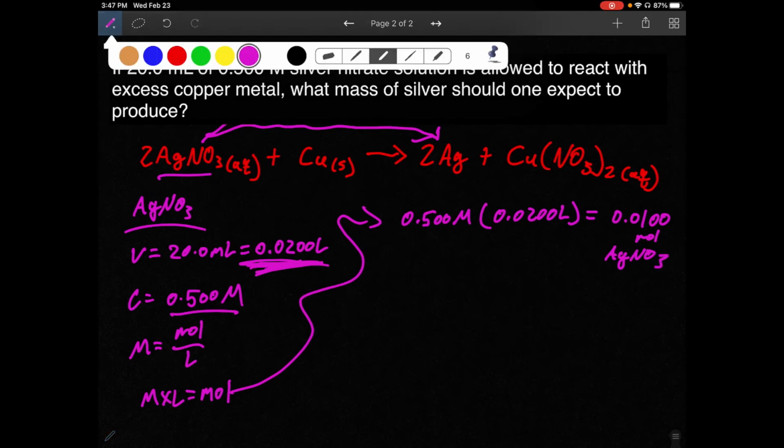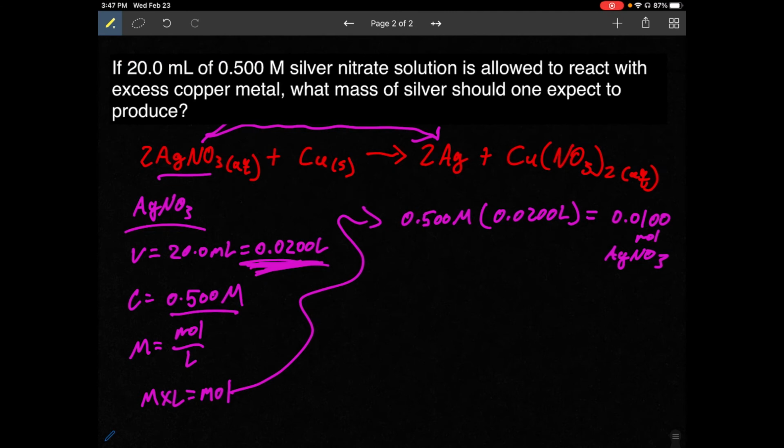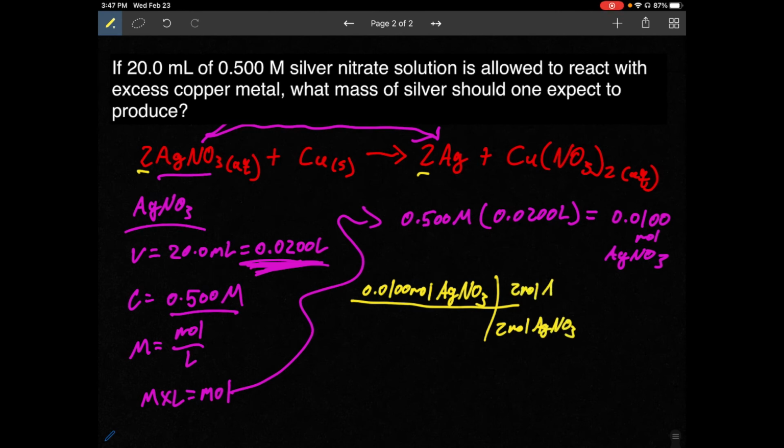But I'm not done. That's just my moles of silver nitrate. I need to take that and do my stoichiometry. 0.0100 mole of AgNO3. From my equation, 2 moles of silver nitrate produces 2 moles of silver. So 2 mole AgNO3 makes 2 moles of silver. And I need mass, so 1 mole of silver has a mass of, let's see, 107.87, I believe. See, silver 107.87, that's correct. 107.87 grams silver.